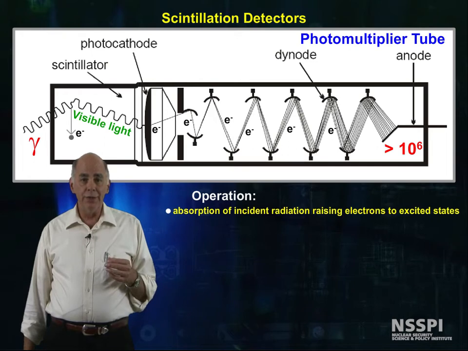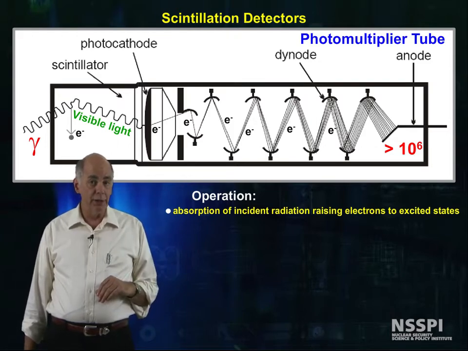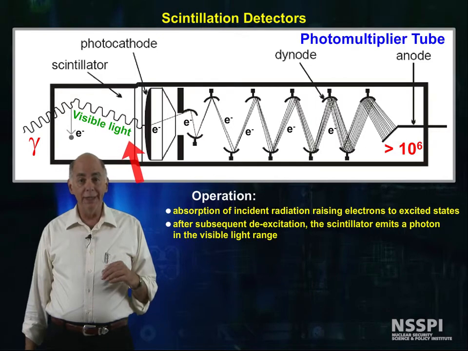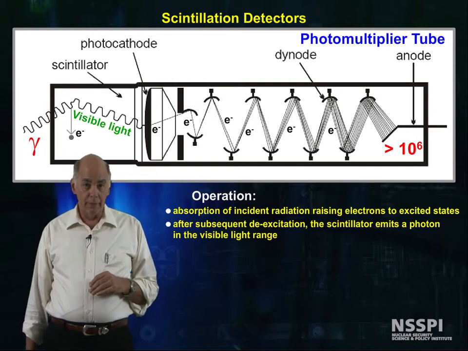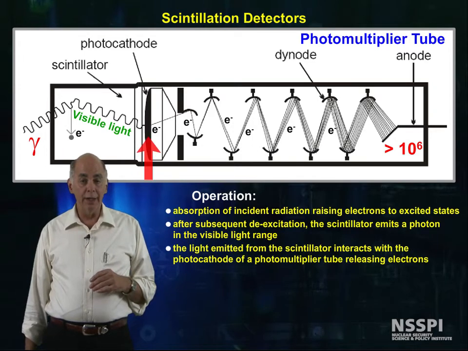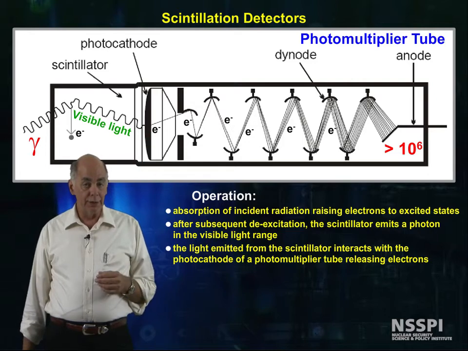As the kinetic energy of the reaction electrons is deposited in the material, it raises the material's electrons to excited states. During the subsequent de-excitation, the scintillator usually emits a photon in the visible light range. The light emitted from the scintillator is guided to a photomultiplier tube where it interacts with the photocathode, releasing electrons.